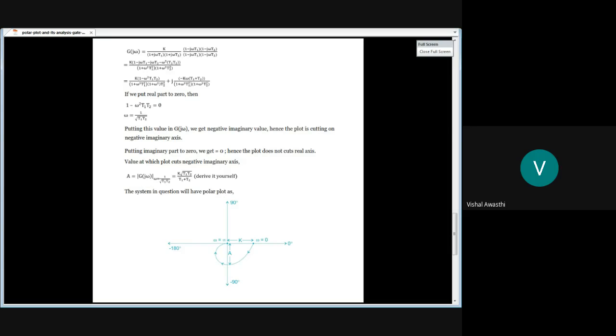Because real part now becomes 0, what is left? This is just an imaginary part. So when you put real part equal to 0, it will give you the cutting frequency at the imaginary axis. When you put the imaginary value equal to 0, it will give you the cutting point at the real axis.